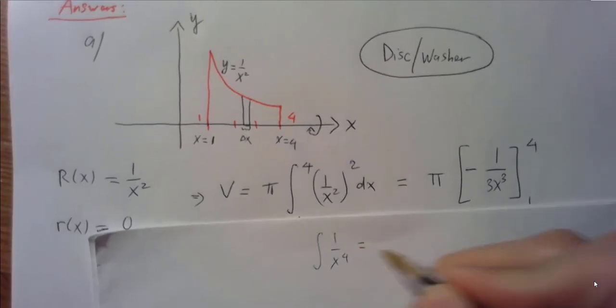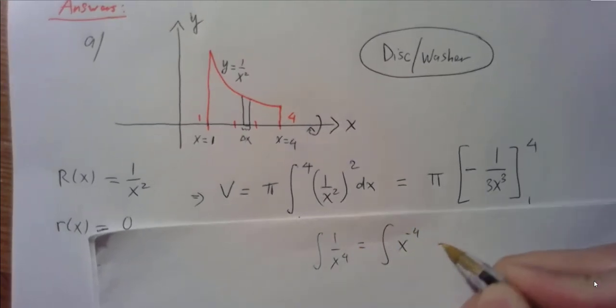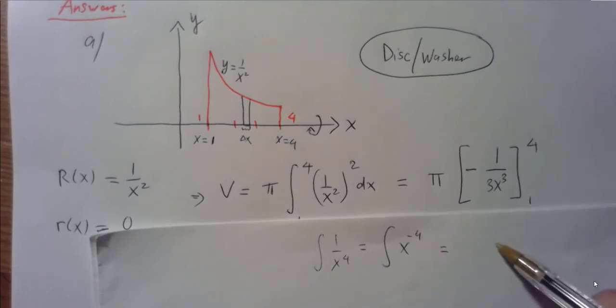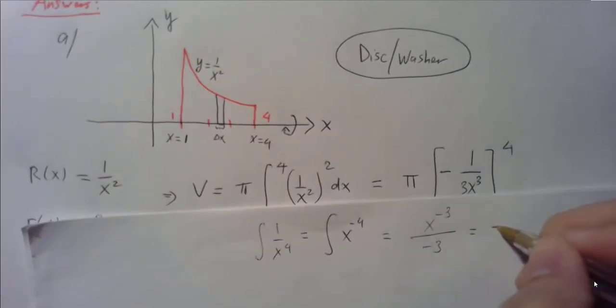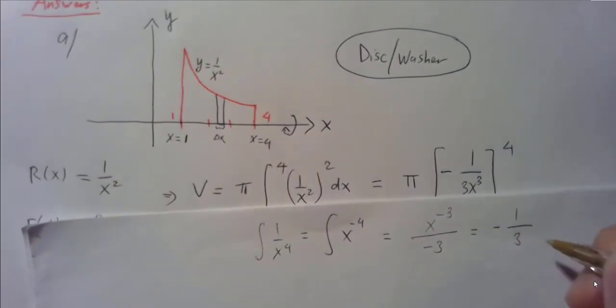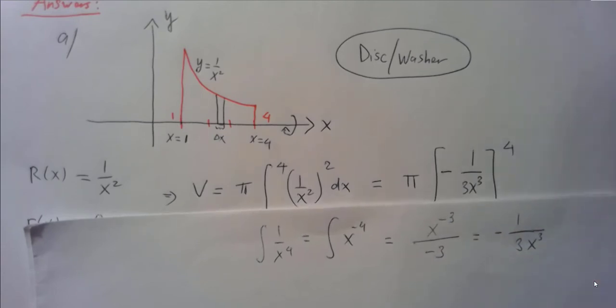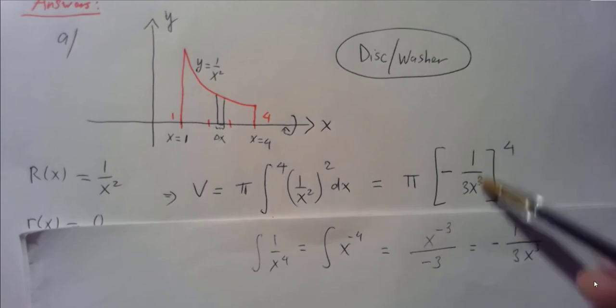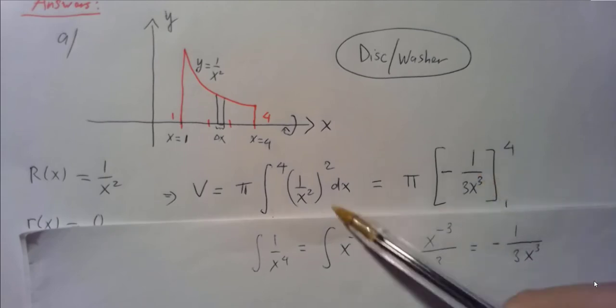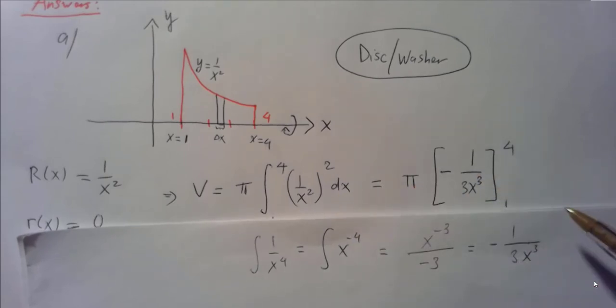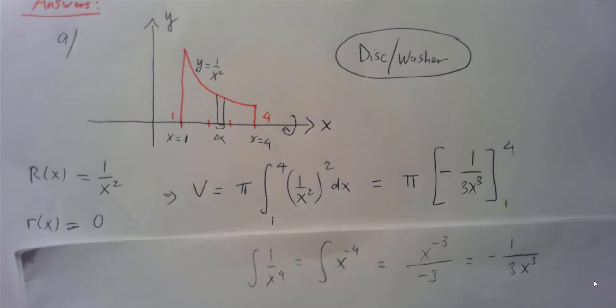We know that we can rewrite this one as x to the minus 4. So using the power rule, add 1 to that, that becomes minus 3, and then over minus 3. If you simplify that, it's minus 1 over 3, and then bring the x to the bottom, changing the exponent to a positive exponent. That's why I get minus 1 over 3x to the 3rd power right here. Keep the pi from the outside, and we evaluate the answer from 1 to 4.